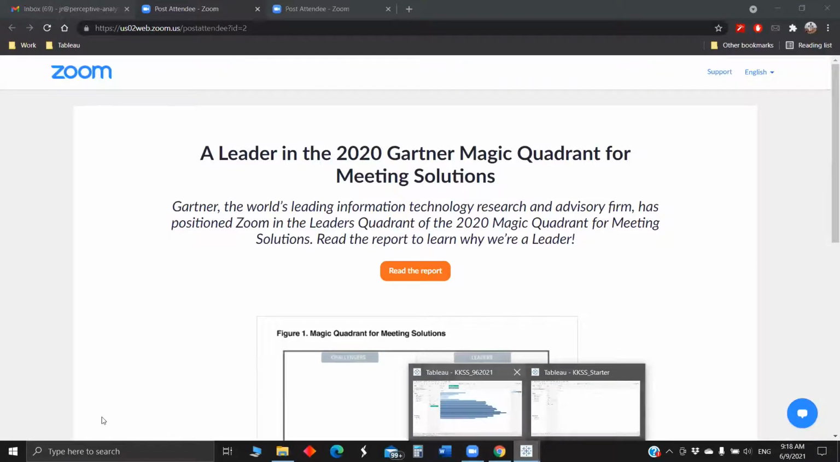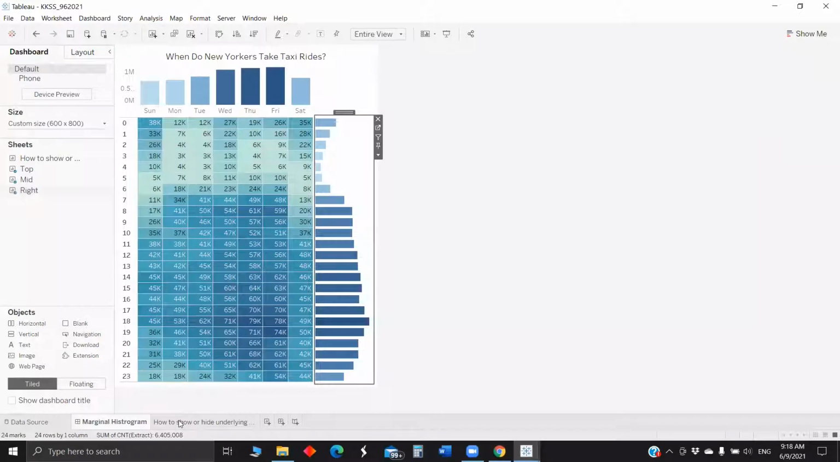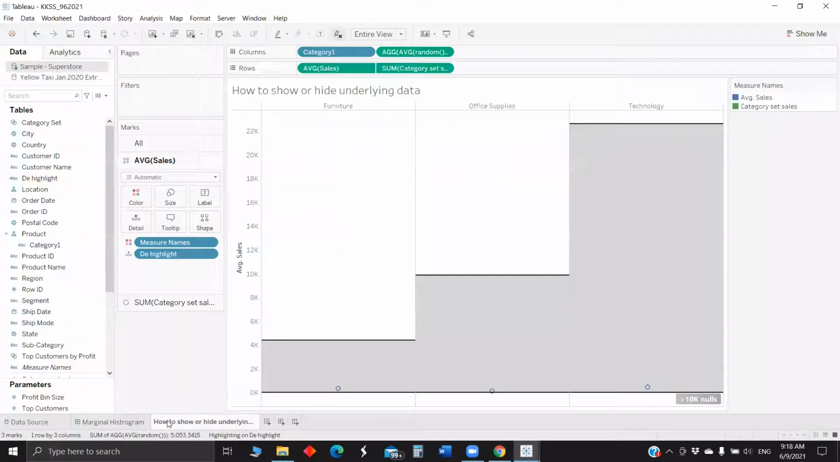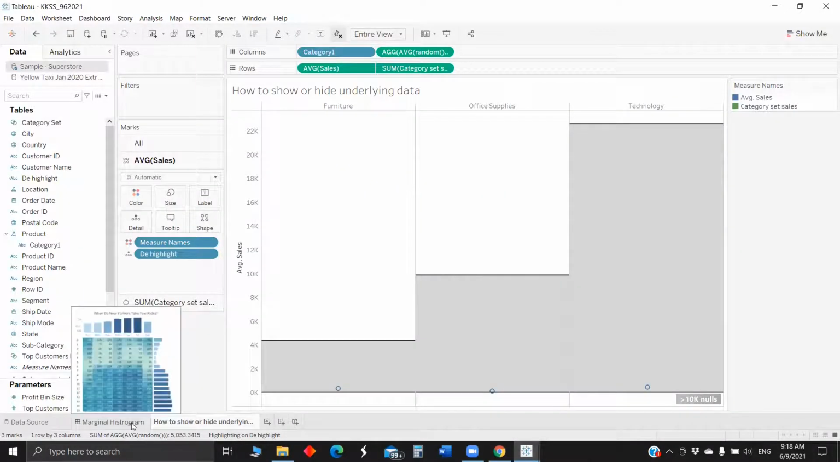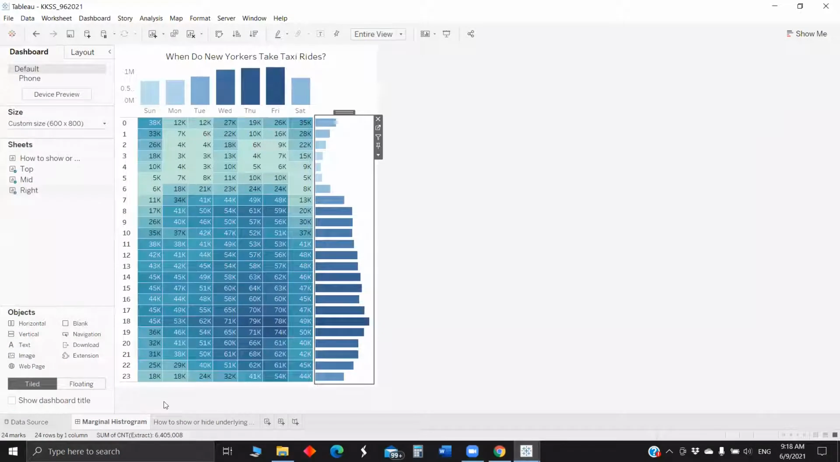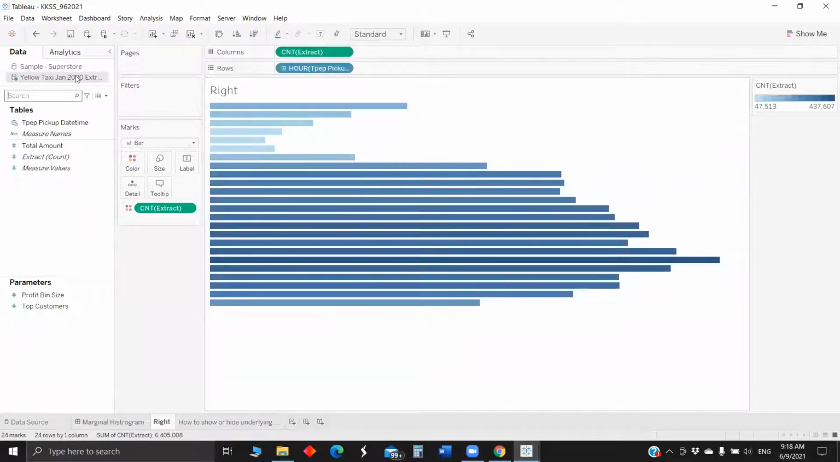What I thought of covering today is marginal histogram and how to show or hide underlying data. Both of the visualizations today are focused more on distribution. Before going into the visualization, we will try to understand the use case, the data structure, and what we are doing here.